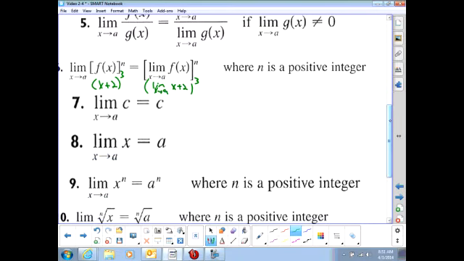Our limit of a constant is just a constant. So if you have a function like y equals 2, it doesn't matter what x value you're approaching, your limit's always going to be 2. In 8, if you have just y equals x, well, the y values are going to approach whatever x value you're getting close to, because y is always the same value as x. That's what number 8 is saying.